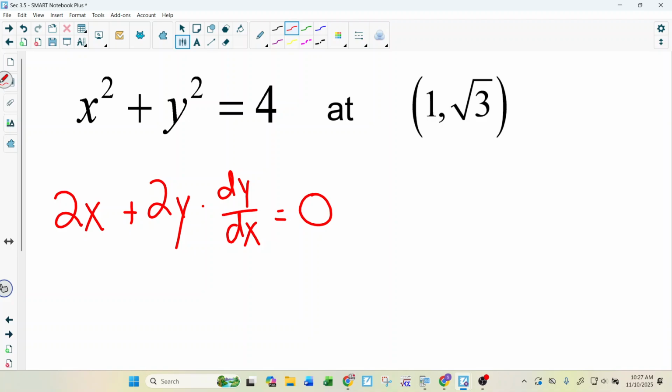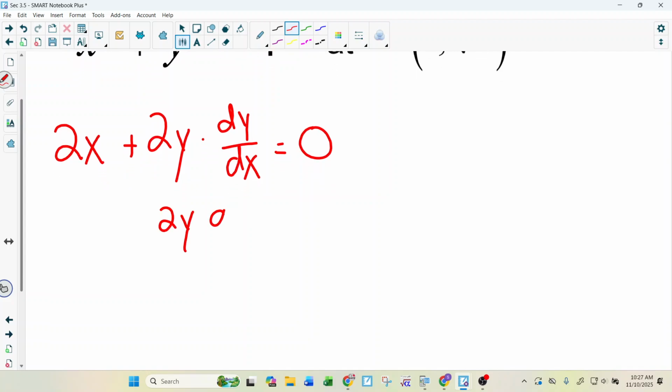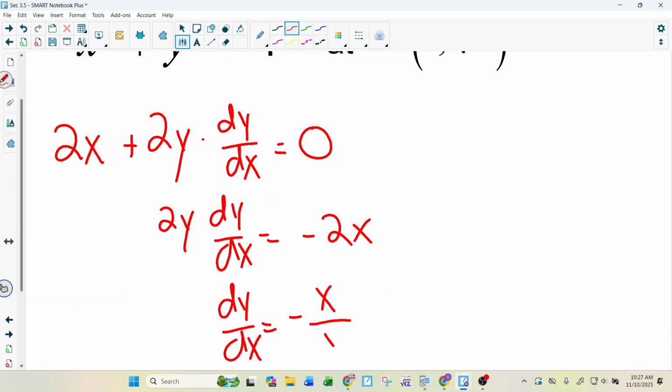That's the step people always forget. They always have that equals 4 over there. They just write down 4 again. Remember, the derivative of a constant is 0. Now we need to solve for dy/dx. We're going to subtract 2x to the other side. Divide by 2y. And we get the derivative, we get dy/dx is negative x over y.